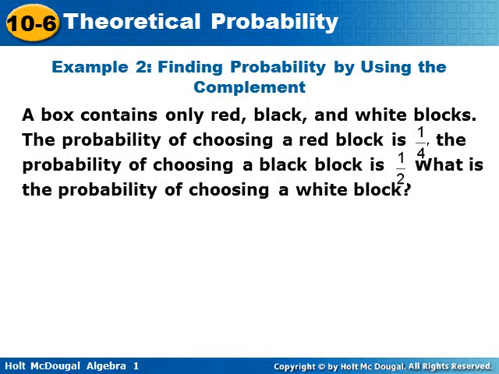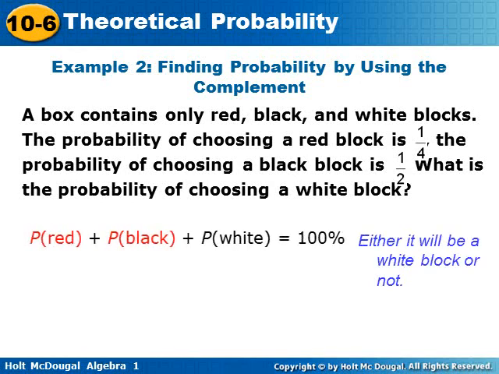A box contains only red, black, and white blocks. The probability of choosing a red block is 1/4. The probability of choosing a black block is 1/2. What is the probability of choosing a white block? Either it will be a white block or not. So the probability of red plus the probability of black plus the probability of white equals 100% of the blocks.